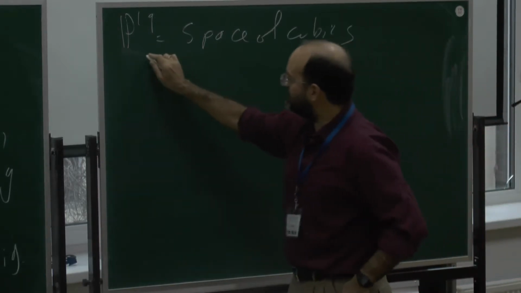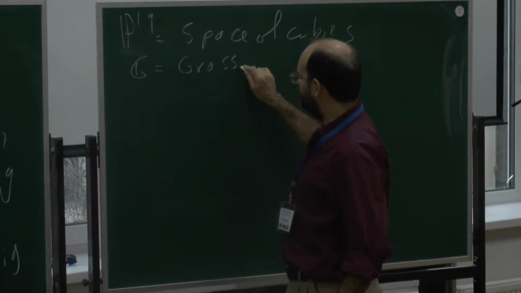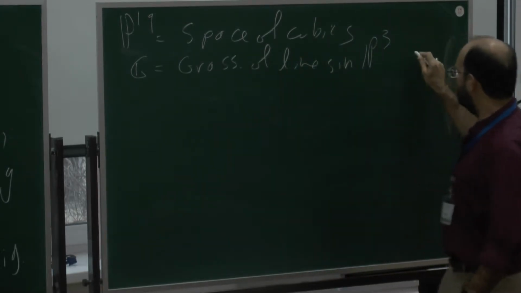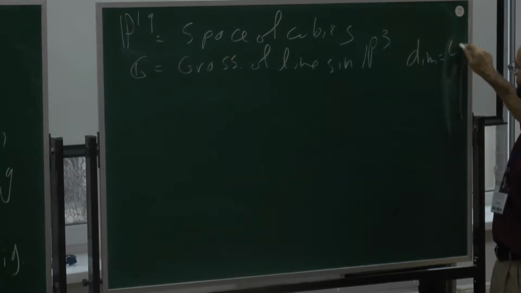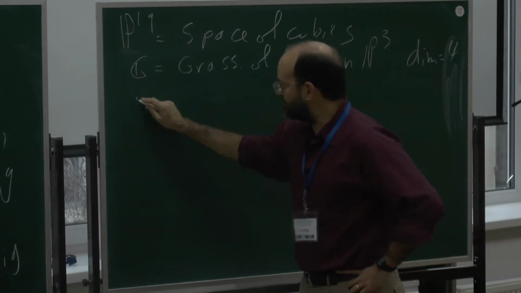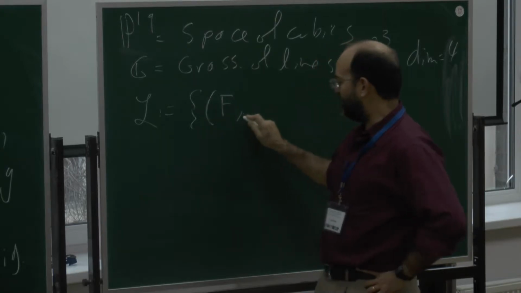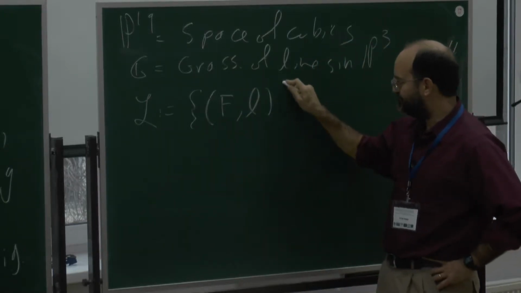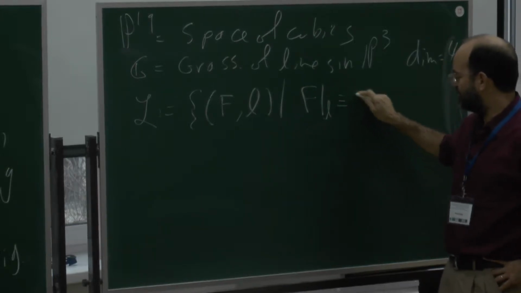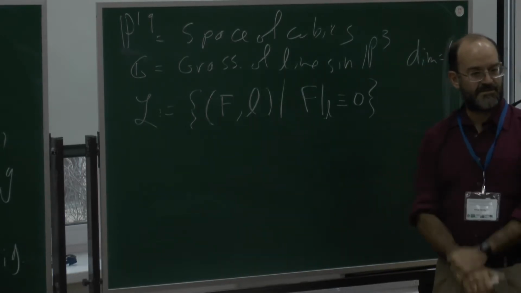And okay, and then let G be the Grassmannian of lines in P3. This has dimension 4. It's a 4-dimensional homogeneous space. And I want to form an incidence correspondence. So this will be the set of pairs of a cubic together with a line such that F restricted to the line is identically 0. So this is the incidence correspondence of lines that lie on cubics.